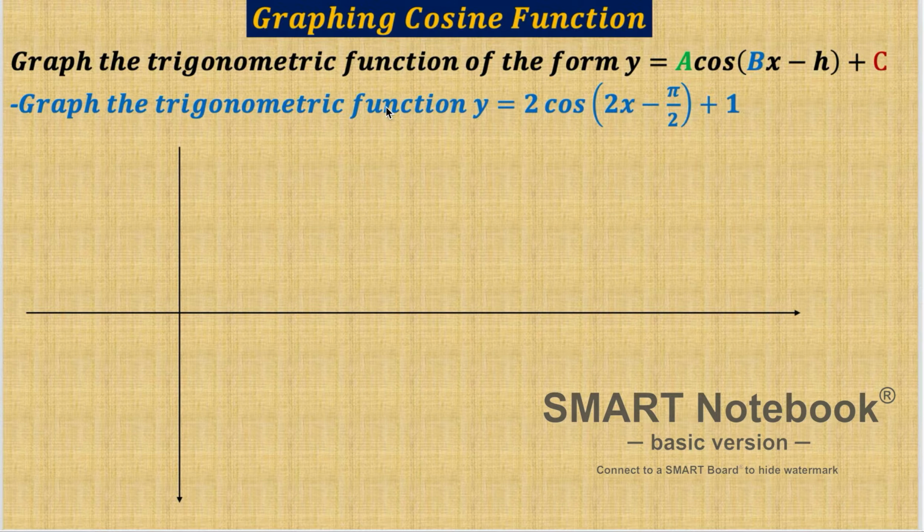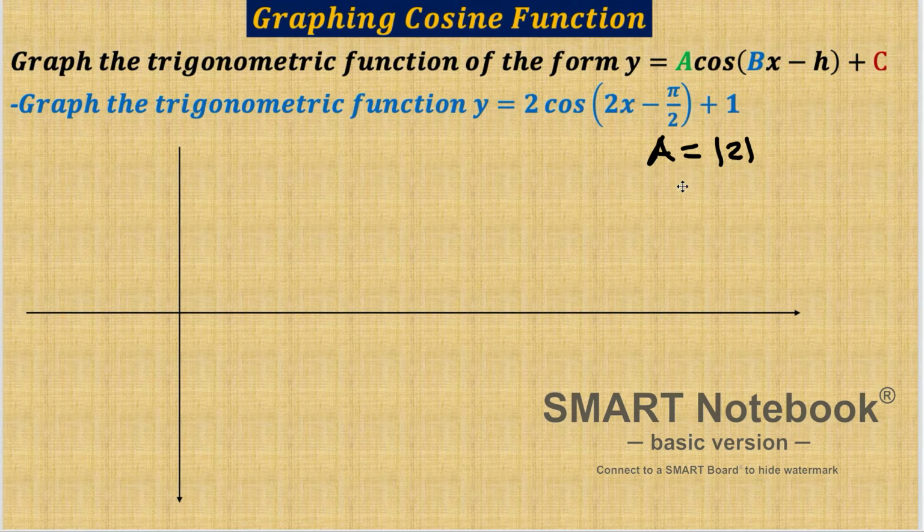y is equal to a cosine of b times (x minus h) plus c. Graph the trigonometric function y is equal to 2 cosine of (2x minus pi over 2) plus 1. So first of all, let's see what the amplitude is. The amplitude is 2, so a is equal to 2.